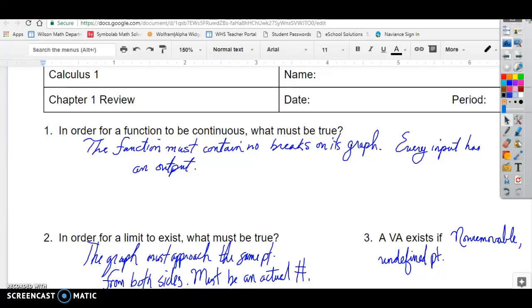Hey ladies and gentlemen, welcome to your calculus review sheet for your test, which is in a couple days. As you can see, I already have the definitions up for 1, 2, and 3.